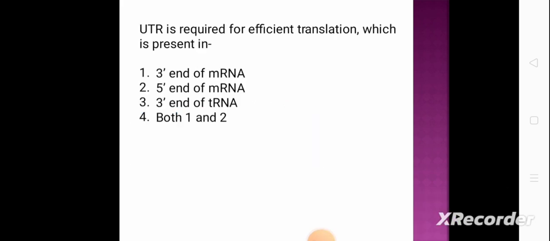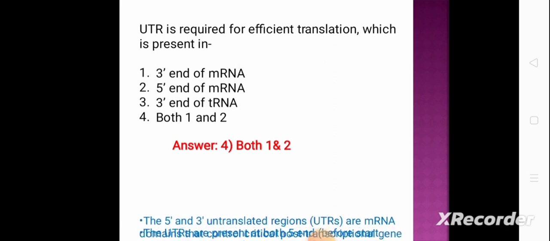Next question. UTRs, that is the untranslated regions, are required for efficient translation, and are present in option 1, 3' end of mRNA; option 2, 5' end of mRNA; option 3, 3' end of tRNA; and option 4, both 1 and 2. And the correct answer is option 4, that is both 1 and 2. The UTR is present at both the 3' end and 5' end of mRNA.